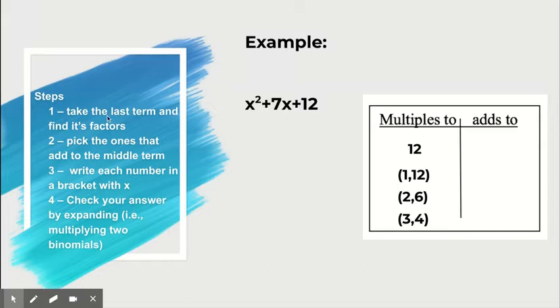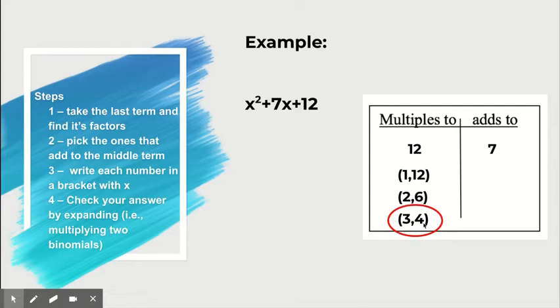Okay, and then the second step is pick the ones that add to the middle term. So the middle term is the 7x, so we're just taking the 7. We need to find which one adds to 7. Well, 1 plus 12 is 13. That's not it. 2 plus 6 is 8. That's not it. 3 plus 4 is 7. So this is the answer.